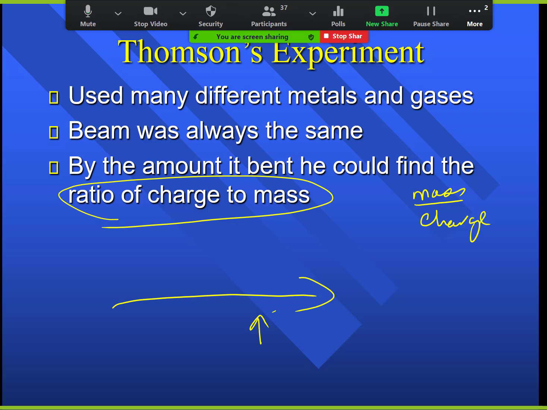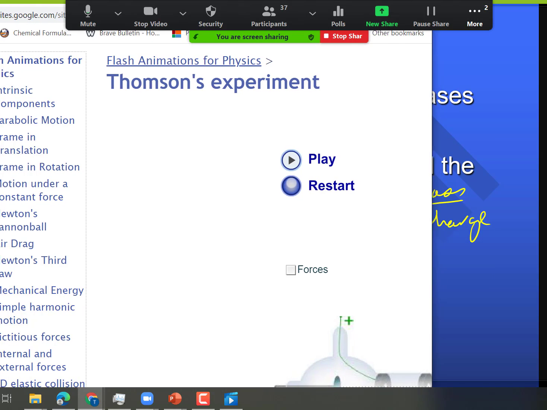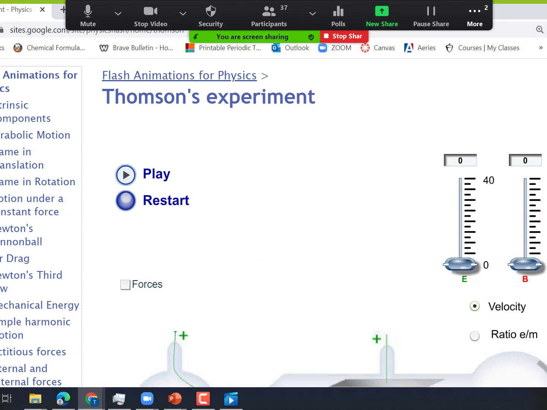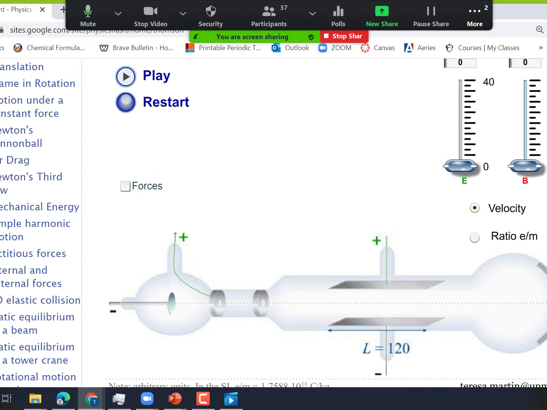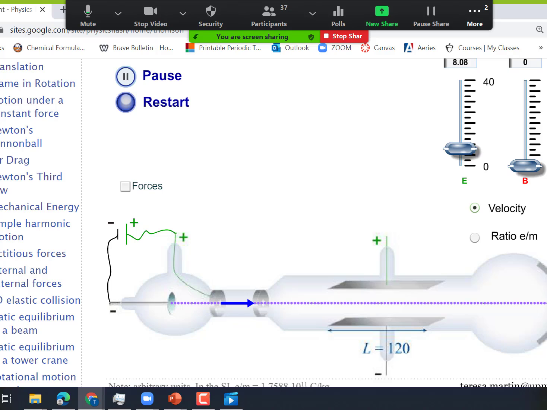Let's see if I can show you that. Here's actually what the equipment looked like. So he's got his electrodes, and there are the plates to do the electric charge, and he put magnets outside of it. So if you just turn it on, the beam goes straight through. But if you put in some E, for electricity, you put some charge down, I've got a positive charge on the top and a negative on the bottom.